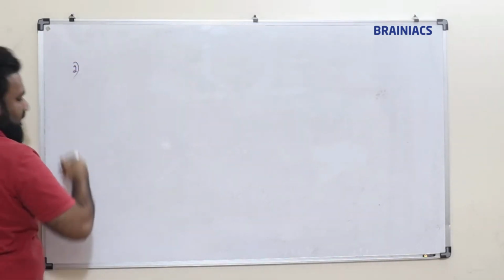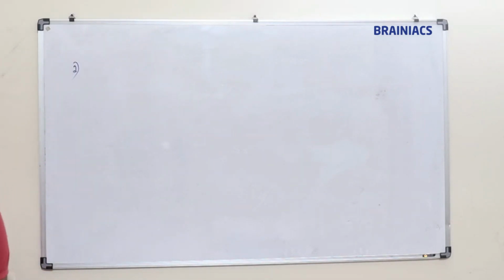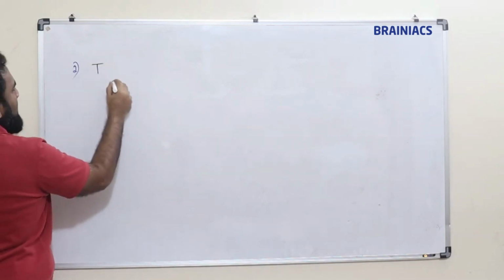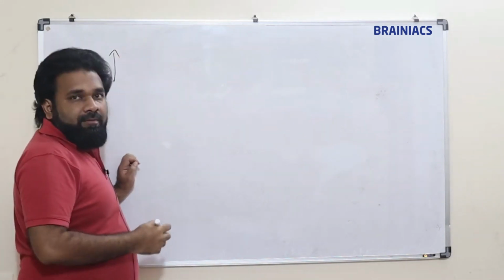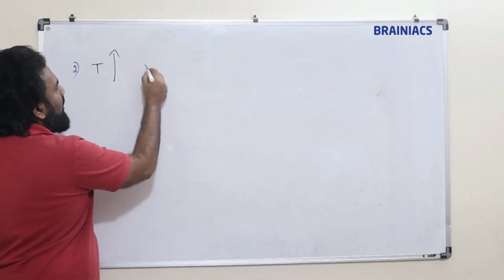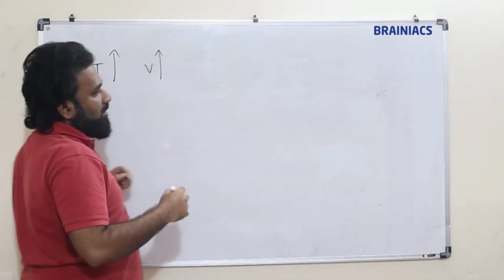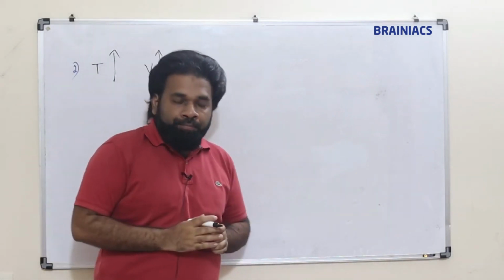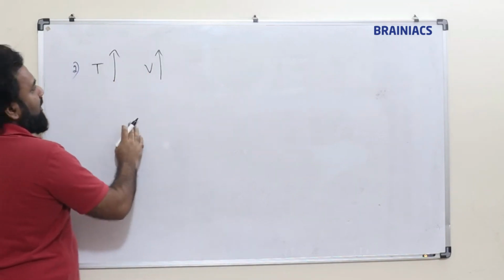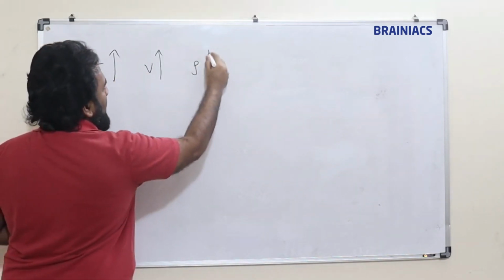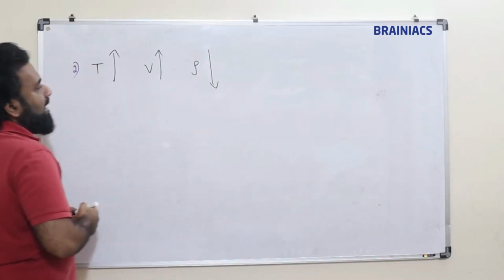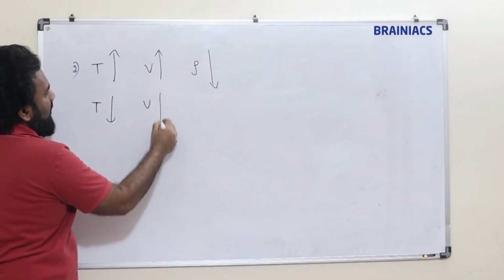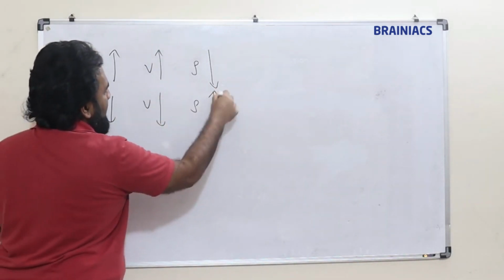Now let us expand this to our temperature volume curve also. So when temperature increases, what will happen? Volume will increase. Why will volume increase? Because the distance between the atoms, distance between the molecules will increase, so volume will increase. When the volume increases, what will happen? Density will decrease. Okay, same way when we decrease the temperature, the volume will decrease, density will increase.